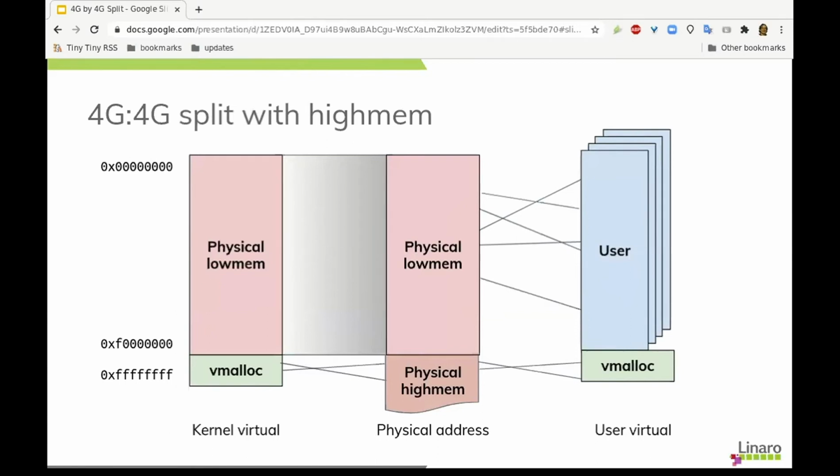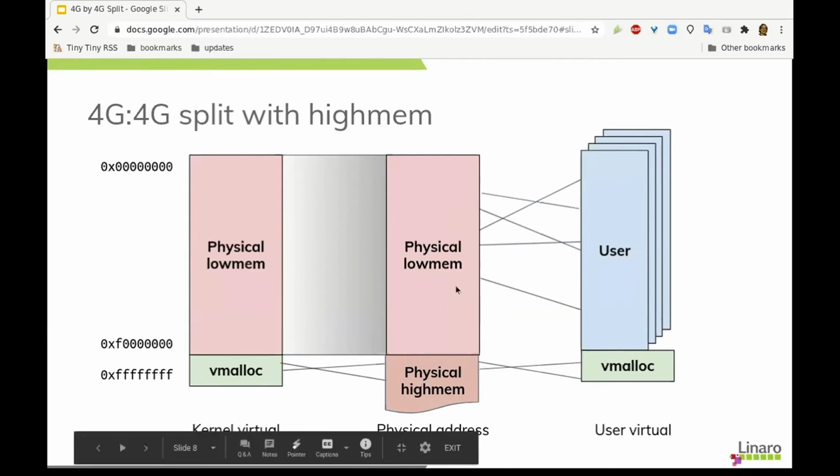This means we can still have Highmem, but in all systems that have less than 3.75 gigabytes of RAM, we wouldn't need Highmem. If we do have Highmem, then the lowmem becomes much larger, and we would still have to map Highmem pages into the vmalloc area. So how often is that the case?